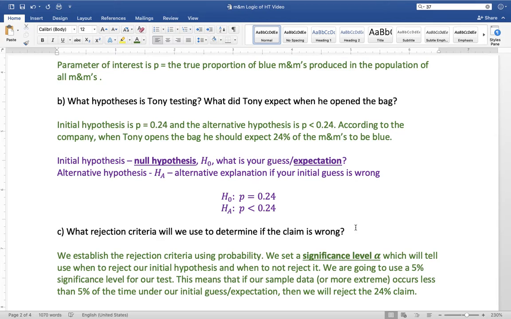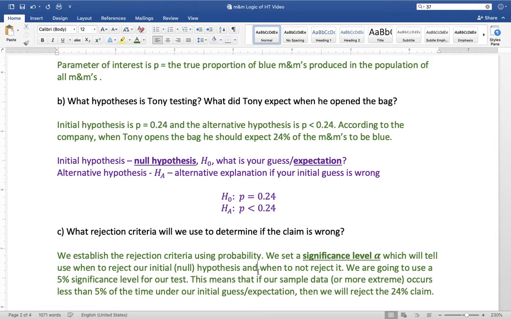But you are the one who sets that probability. So we call that a significance level, represented by the Greek letter alpha. This will tell us when to reject our null or initial hypothesis, and when to not reject it. Okay, just like our other rule.